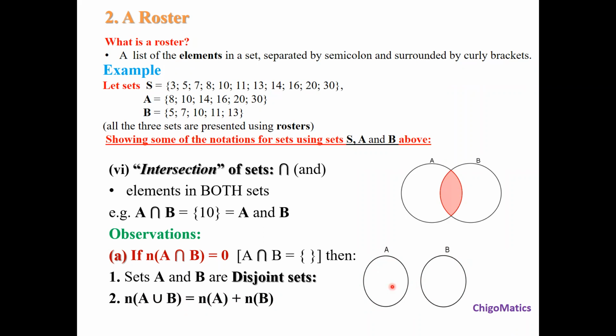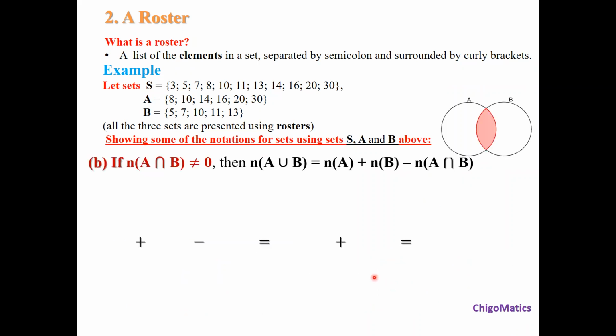Observation number two: if the intersection of A and B is not empty, that is, the number of elements in the intersection is not equal to 0, then this is the situation. Here we have elements, right? So if this happens, we can safely conclude that the number of elements in the union of these two sets is equal to the number of elements in A plus the number of elements in B minus the number of elements in the intersection.